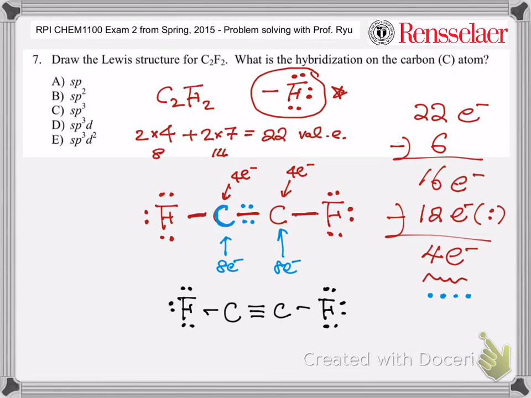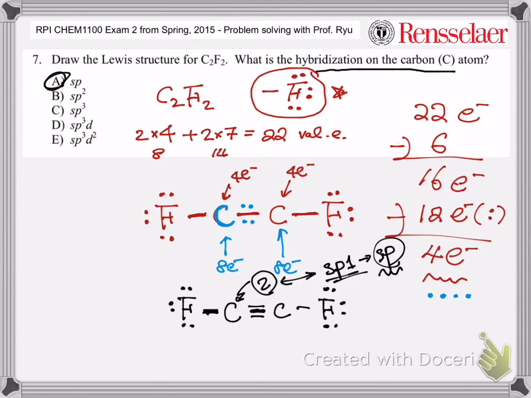And now the question is the hybridization of carbon. Here we only count the number of sigma bonds and lone pairs. There is 1 sigma bond, and there is another one. So there are 2 sigma bonds and lone pairs, and 2 corresponds to sp, or sp1, where people actually say sp, right? So that's the hybridization for the carbon. In this case, the answer is A, sp hybrid orbital.